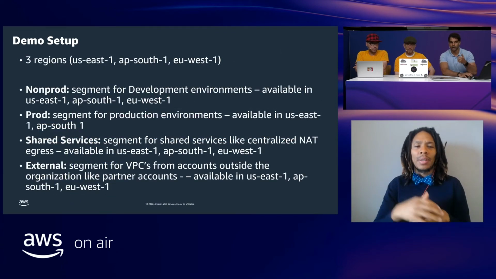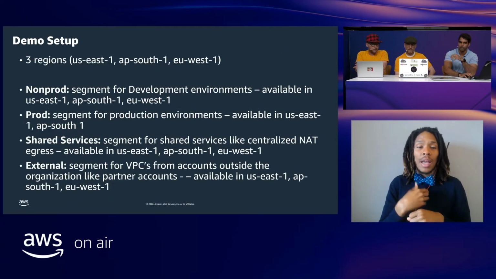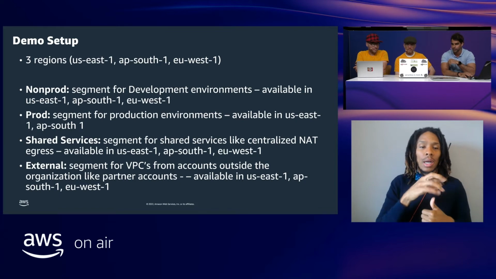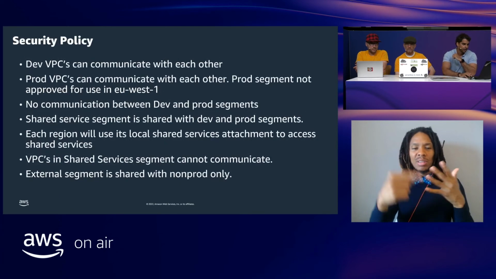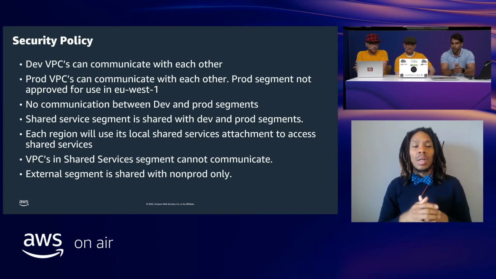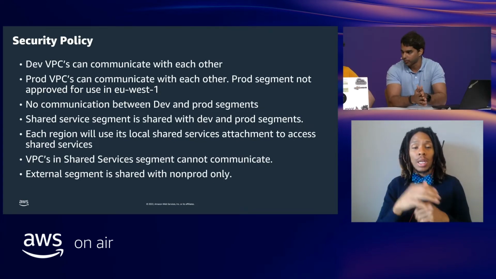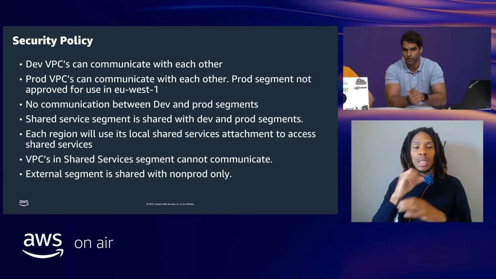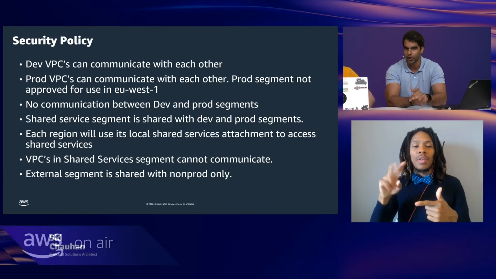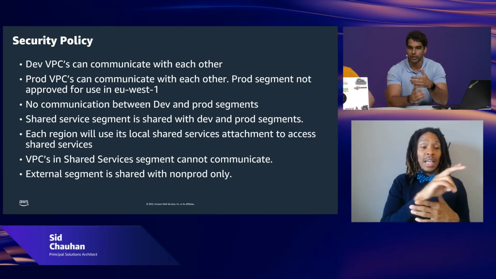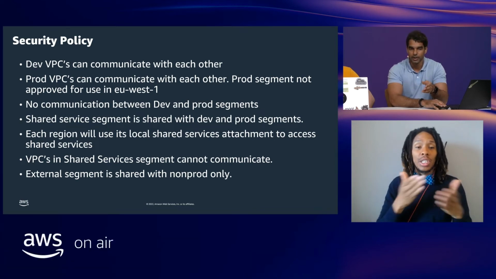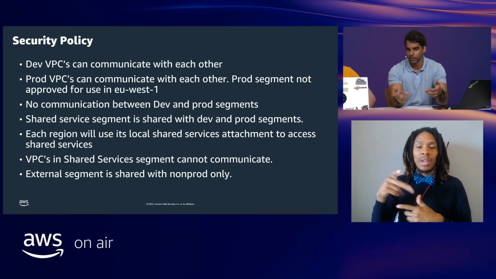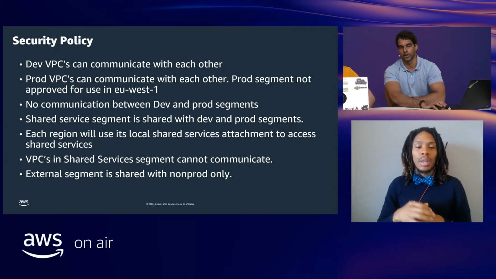Just to recap, so we have 4 segments: non-prod, prod, shared services, external segments. I think we already explained what that is, so I'll skip the details here. This is what our security policy is going to look like. Dev VPCs can communicate with each other, prod can communicate with each other, but no communication between dev and prod. Shared services can communicate with dev and prod. And finally, VPCs in shared services are isolated, and external segment is shared only with non-prod.